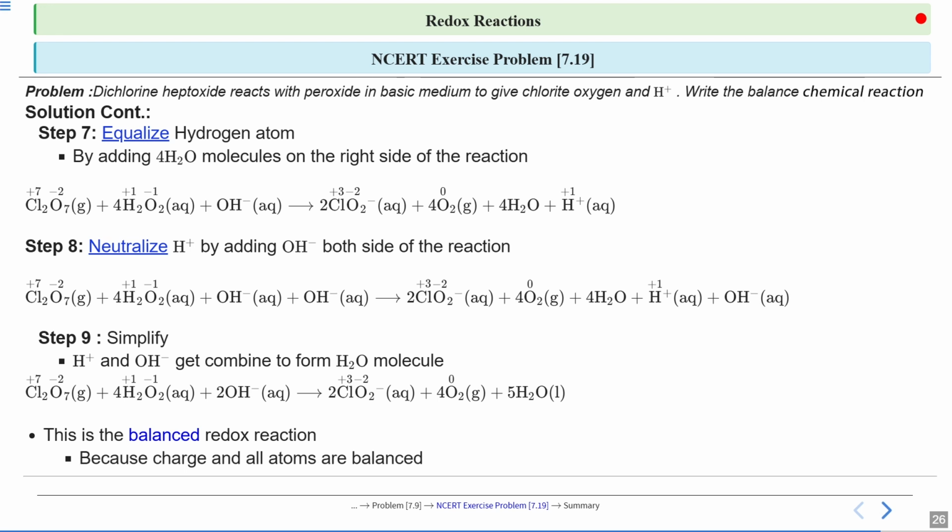We can consider this as the final redox reaction because the charge and all the atoms present in the reaction are balanced now. You can verify it by calculating or by counting the number of atoms that are participating in the reaction. I hope all these questions are clear to you.